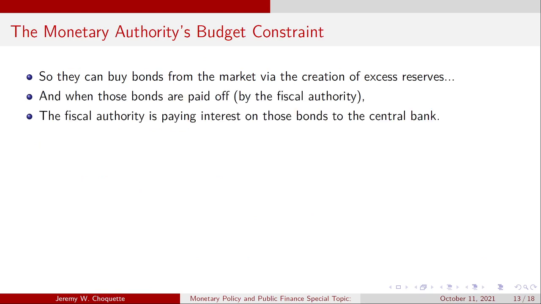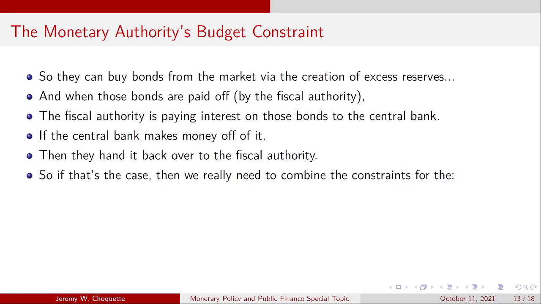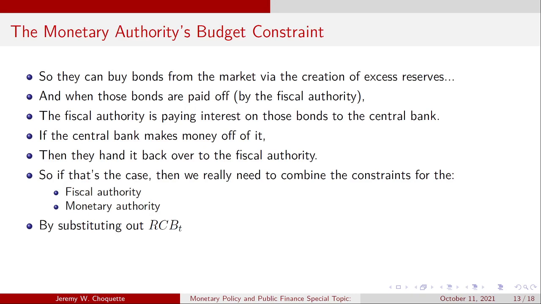And when those bonds are paid off, the fiscal authority is paying interest on those bonds to the central bank. The central bank makes money off of it, and they just hand it right back over to the fiscal authority. So if that's the case, then all we really need to do is combine the constraints for the fiscal and monetary authorities. And we do this by substituting out that RCBT.